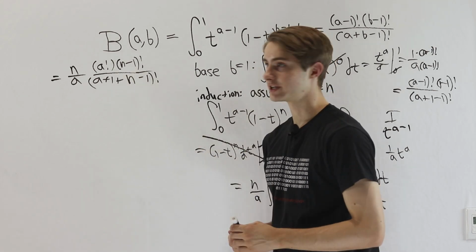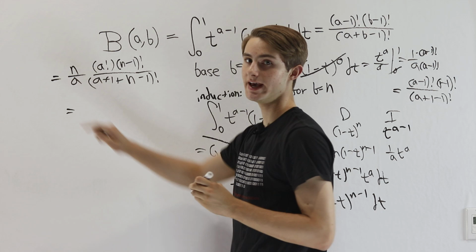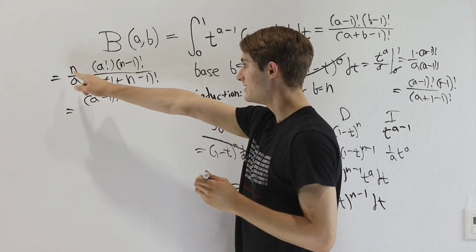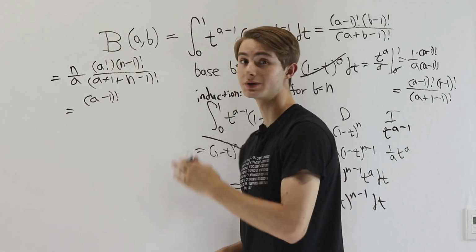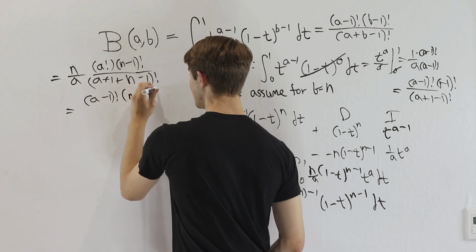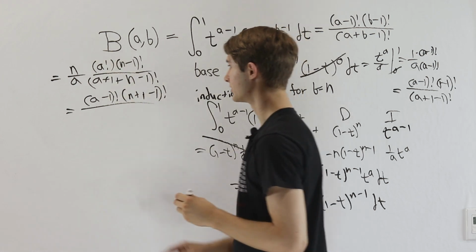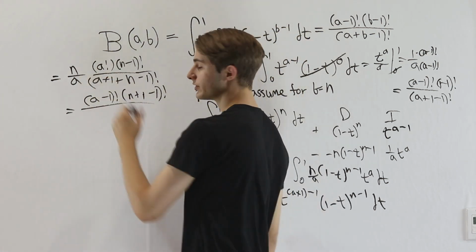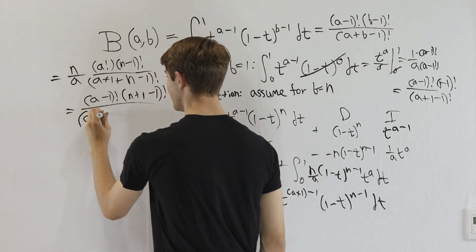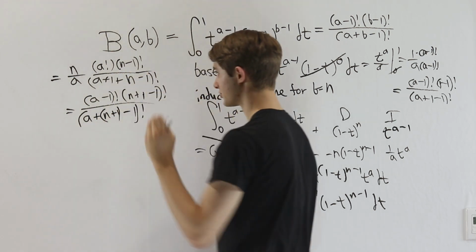So let's simplify this a little bit. To start off, if we look at the a's here, we have an a factorial divided by a, which is going to give us a minus 1 factorial. Next up, we have n times n minus 1 factorial, which will give us n factorial, but I'm going to write it as n plus 1 minus 1 factorial. And then in the denominator, we're going to have this factorial right here. And I'm just going to move around the order of these pluses and minuses. To start off, I'll have a plus n plus 1 minus 1, and we'll put parentheses right here, factorial.